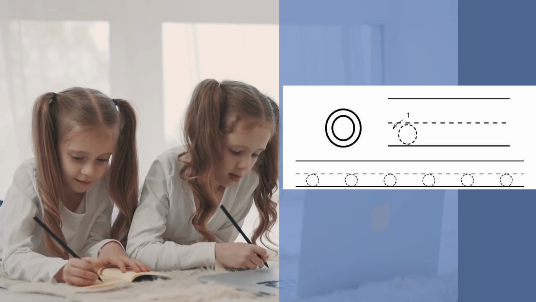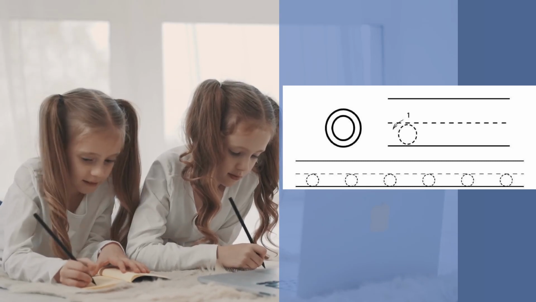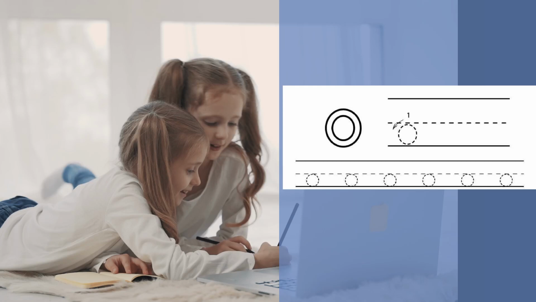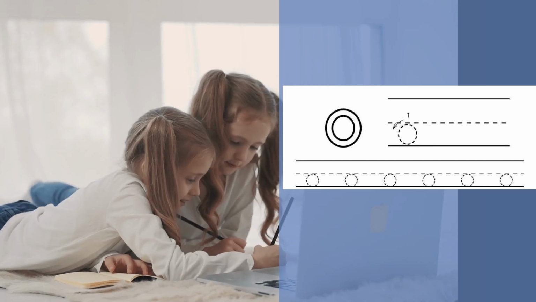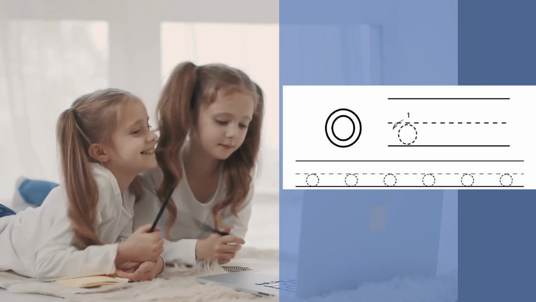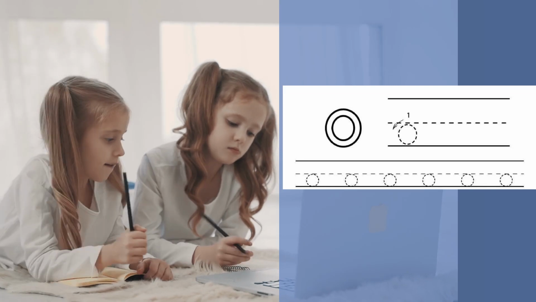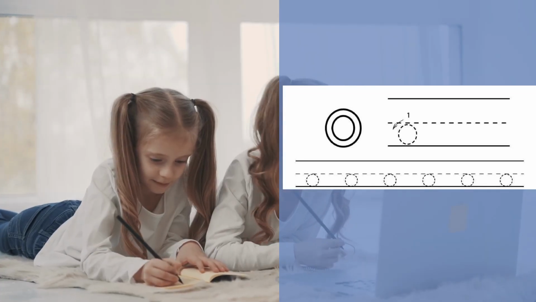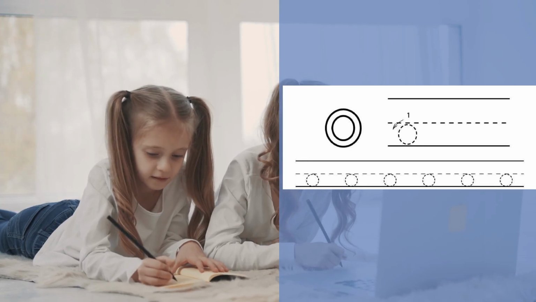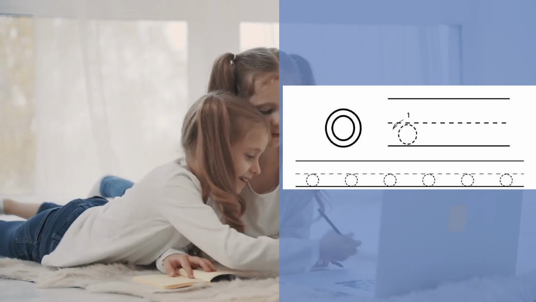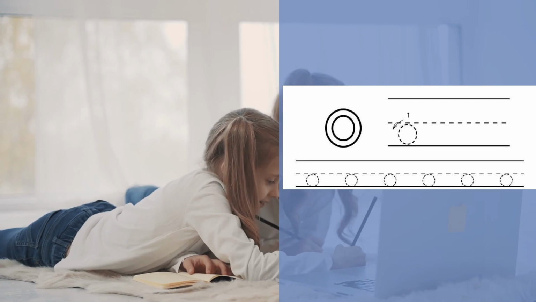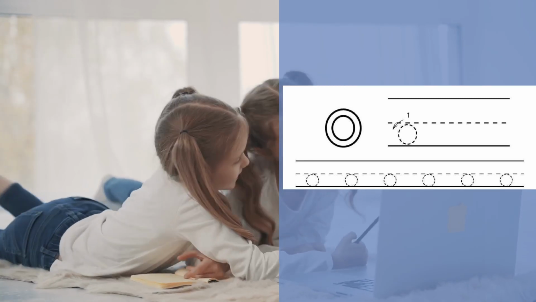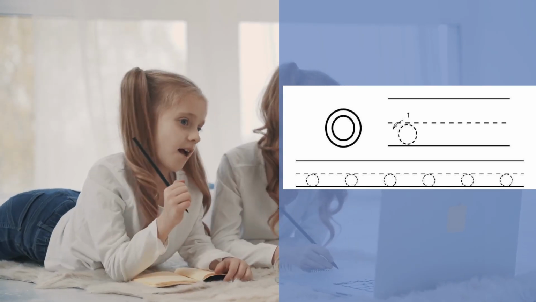Start at the top, just below the second line. 2. Draw a small, round circle, like a clock face without the numbers. 3. Make sure the circle is closed and meets at the starting point. 4. Lift the pencil. Great! You have successfully learned how to write alphabet O, both in small and capital letters.